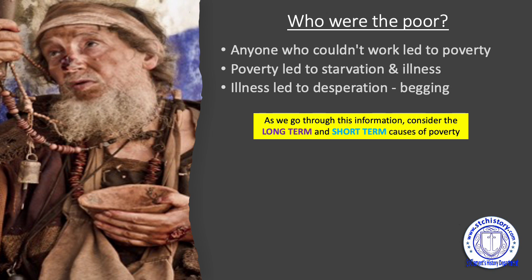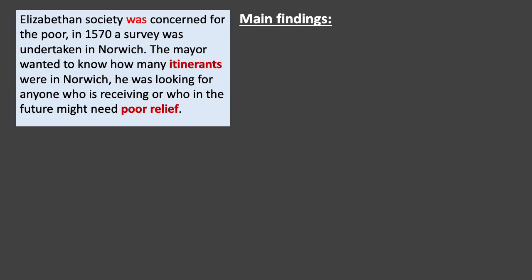Why did poverty increase? So the main findings of a survey that took place in Norwich, which is the second city at the time after London, that they did a little survey to try and find out what was going on in society. Elizabethan society is generally concerned for the poor, much more than previous rulers, but still also not particularly kind to them as well.